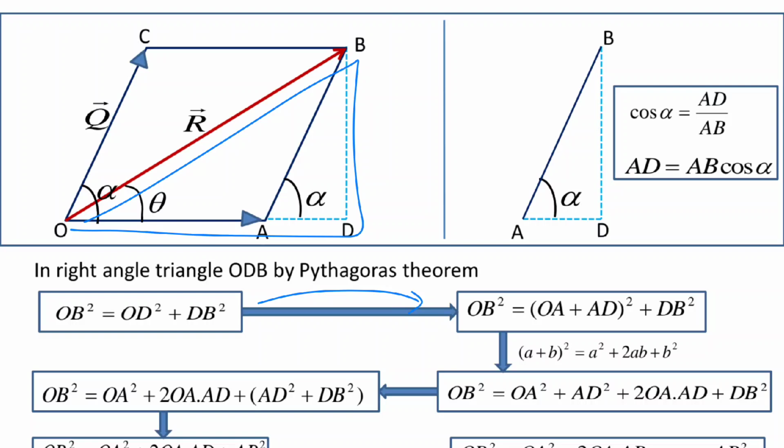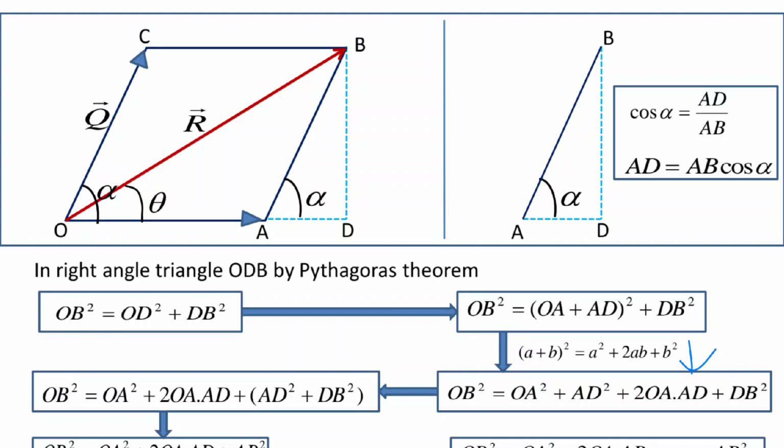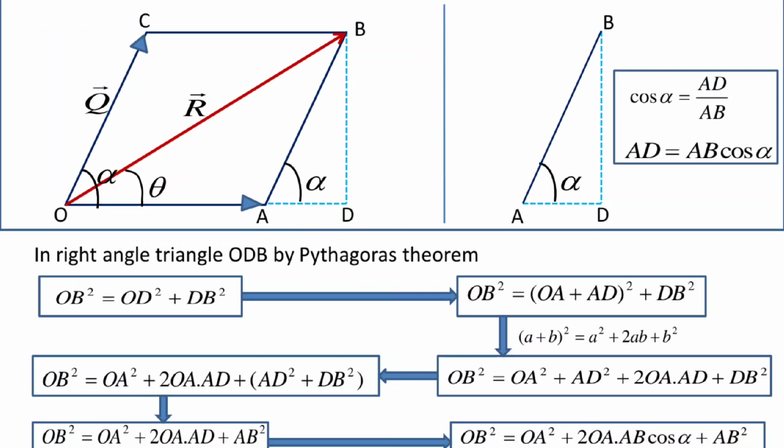Now we know that square of sum (A plus B) is equal to A square plus 2AB plus B square. Therefore, this equation becomes OB square is equal to OA square plus AD square plus 2OA AD plus DB square. Now, by rearranging, we get this equation. OB square is equal to OA square plus 2OA AD plus AD square plus DB square.